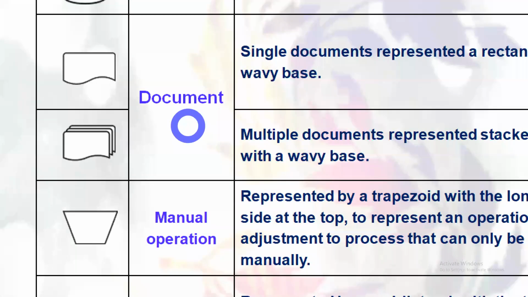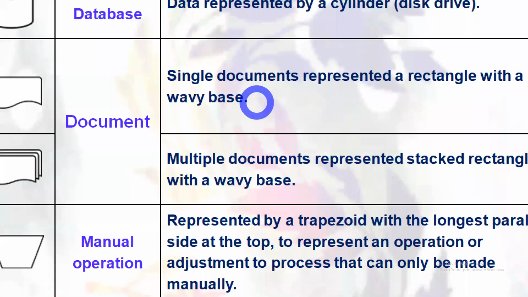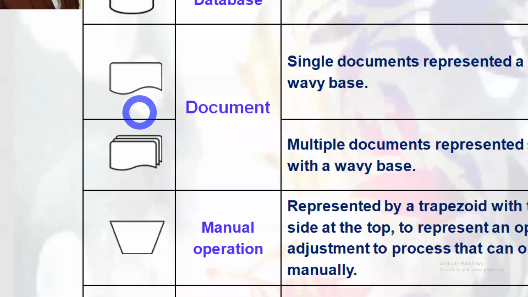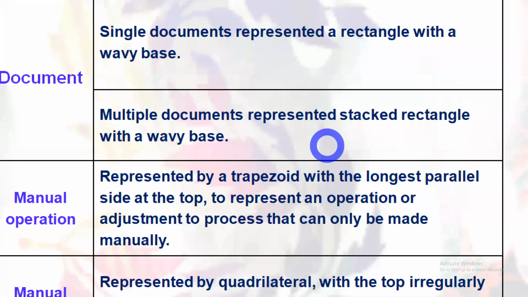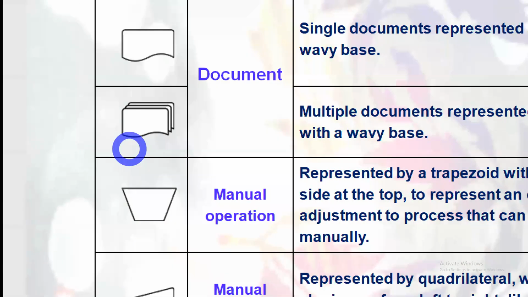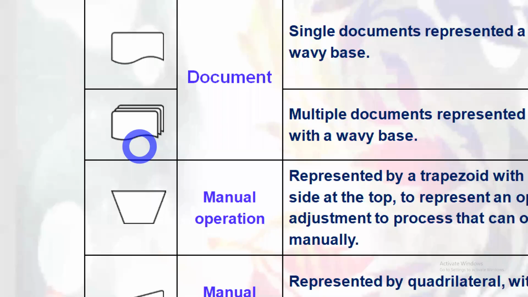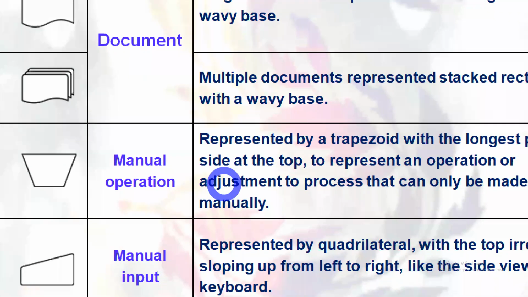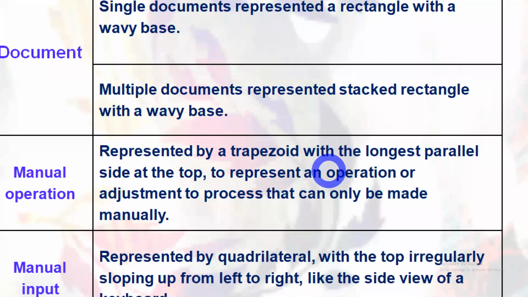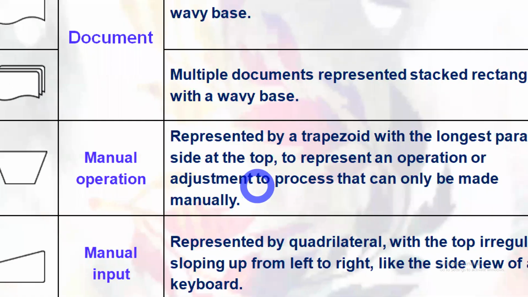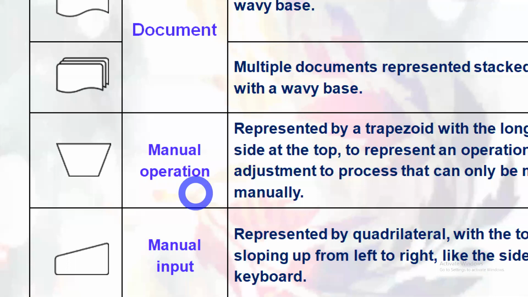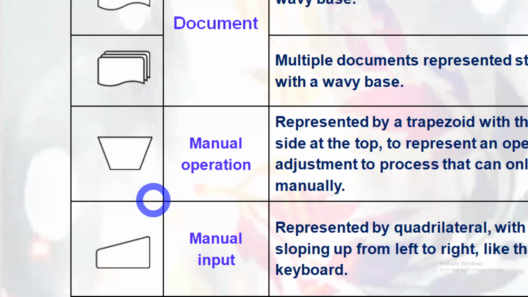Coming to documents, a single document is represented as a rectangle with a wavy base, like this one. Multiple documents are represented as stacked rectangles with a wavy base, this one. Next, the manual operation symbol. It is represented by a trapezoid with the longest parallel side at the top, to represent an operation or adjustment to a process that can only be made manually. For manual operations, we are using this symbol in the flowchart.